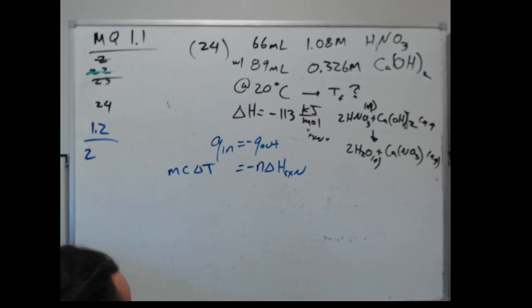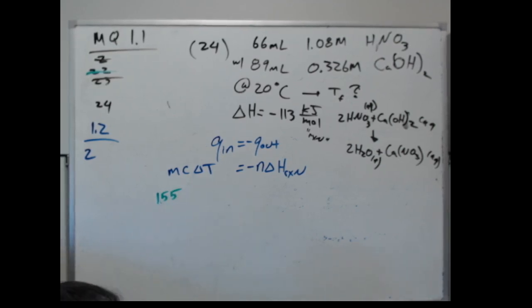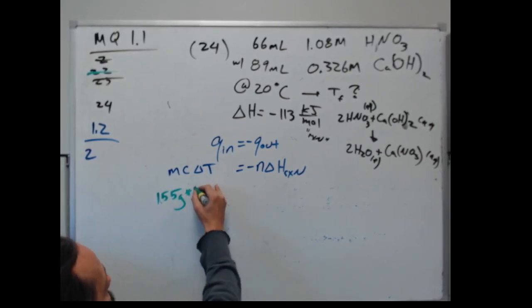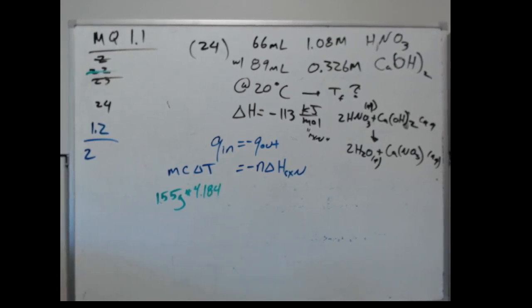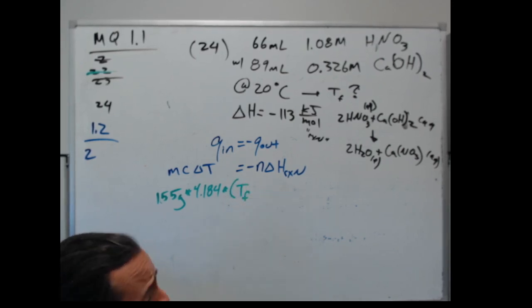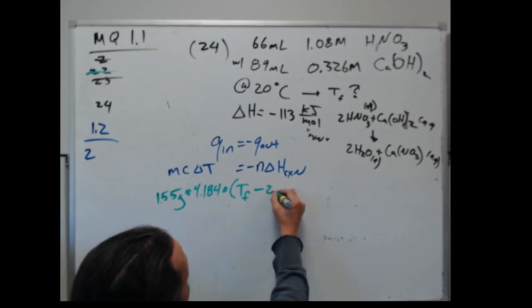We can do 66 plus 89 to get my total volume, 155. And that 155 milliliters, we're just going to assume the density is approximately the same as water. That's going to be 155 grams. Our heat capacity, again, is going to be approximately the same. Technically, it should be a little bit higher, but just a little bit. We're going to say it's 4.184. My delta T is going to be T final, the thing that I'm trying to figure out, minus my T initial, which was 20 degrees.